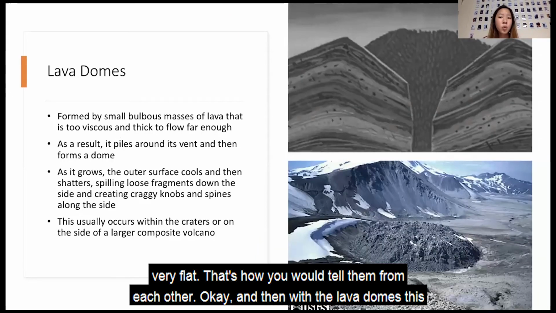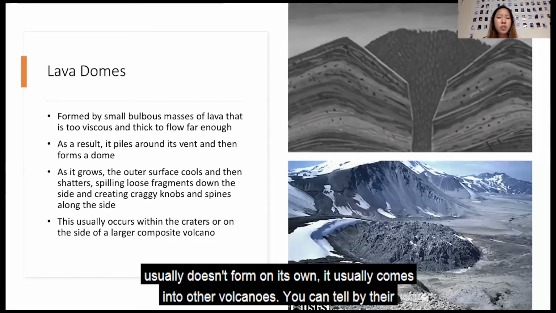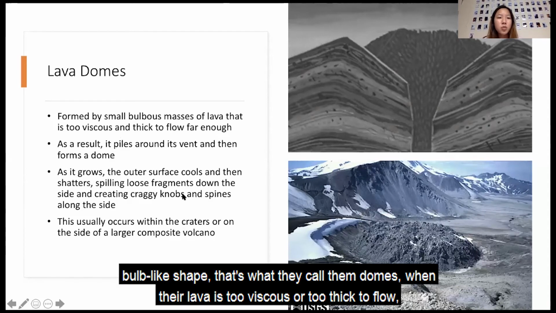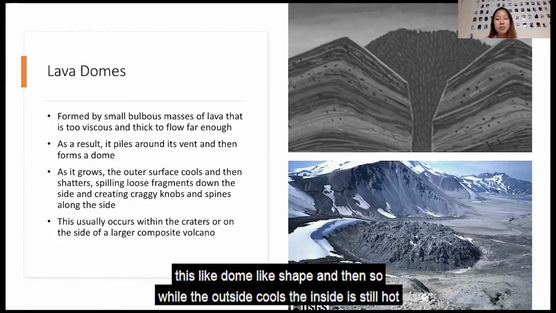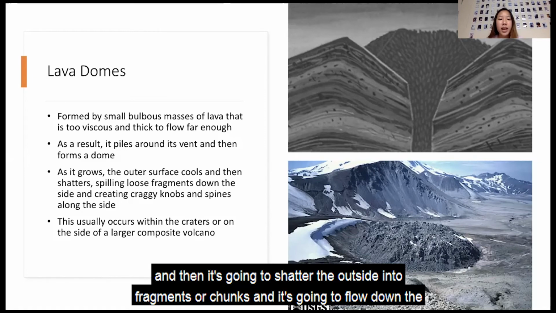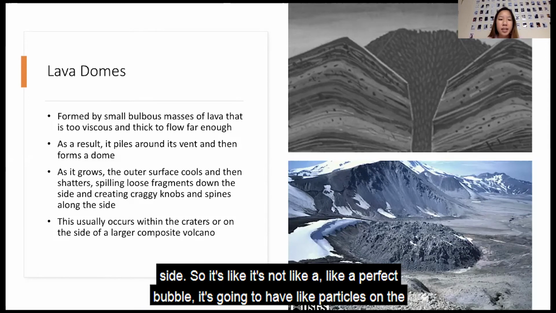Okay, and then we have the lava domes. This usually doesn't form on its own. It usually comes with other volcanoes. You can tell by their bulb-like shape. That's why they call them domes. When their lava is too viscous or too thick to flow, it's just going to make this bubble shape, and then it just piles around the vent in this dome-like shape. And then while the outside cools, the inside is still hot, and it's going to shatter the outside into fragments or chunks, and then it's going to float on the side.